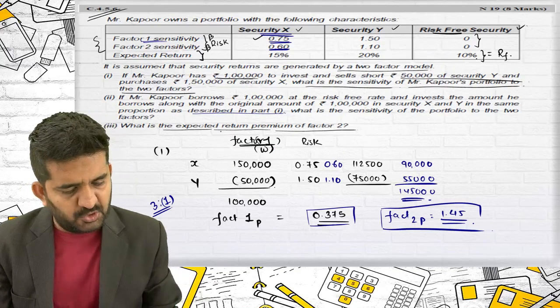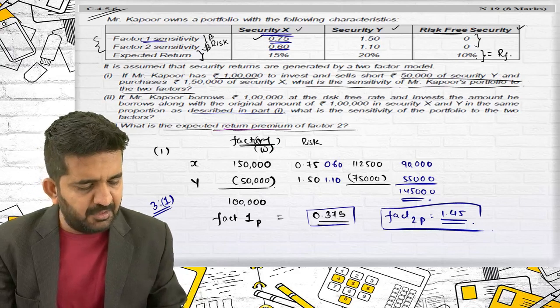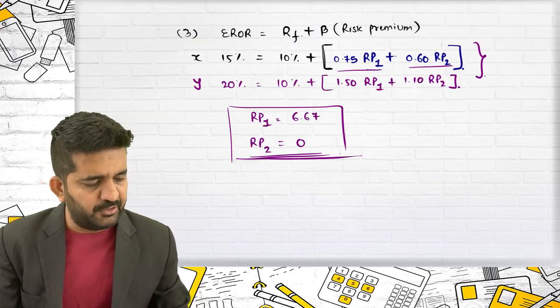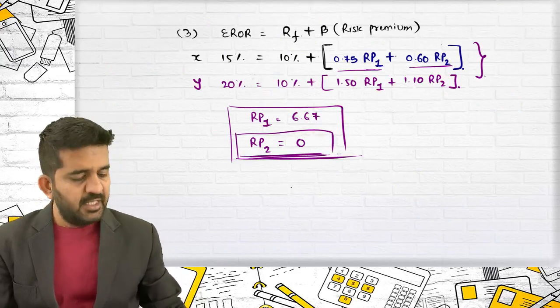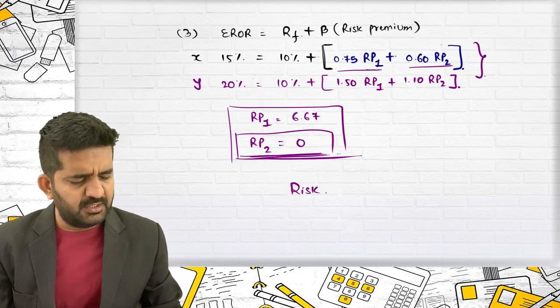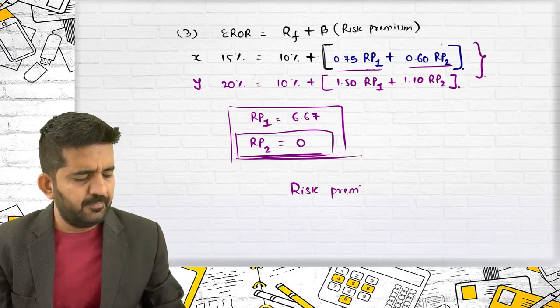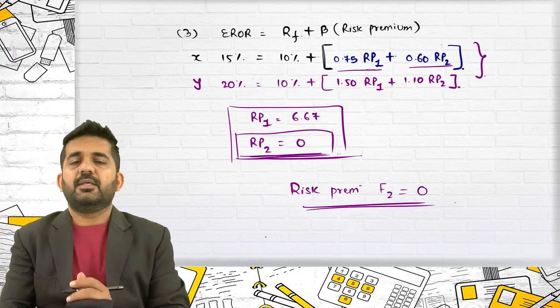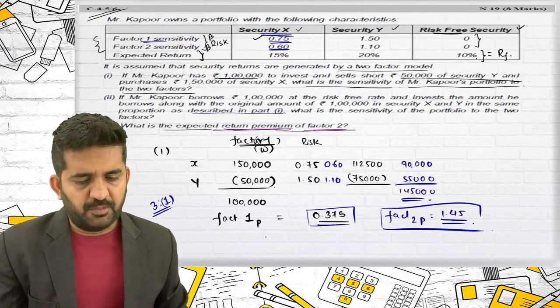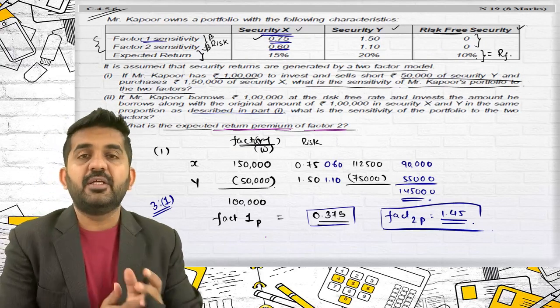The question asked is, what is the expected return premium or risk premium of factor 2? Risk premium or return premium of factor 2 is 0. You can draft your answer. Risk premium of factor 2 is equal to 0. This was questions 4, 5, 6.